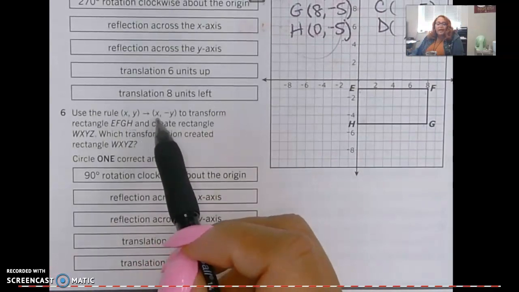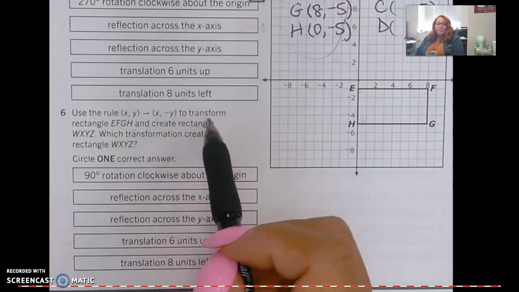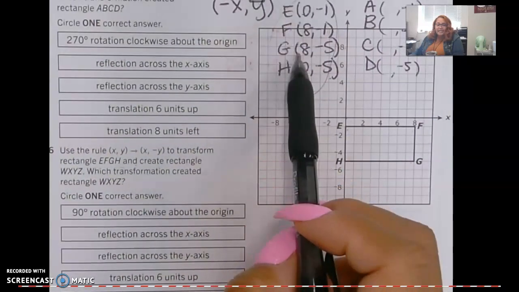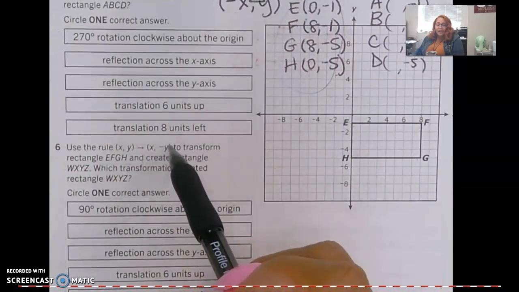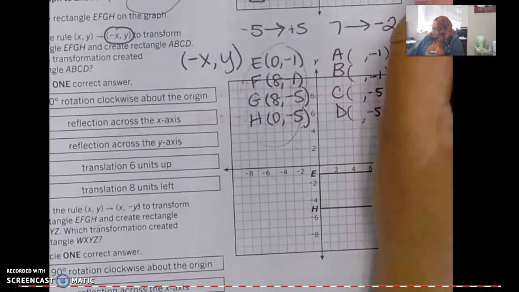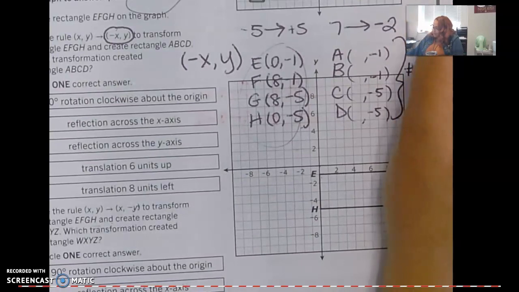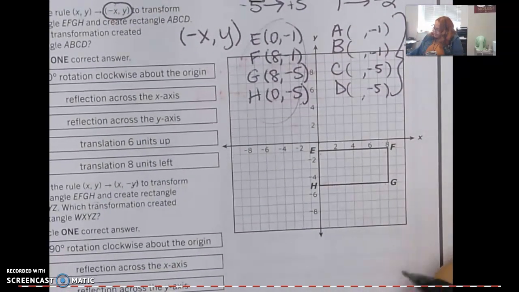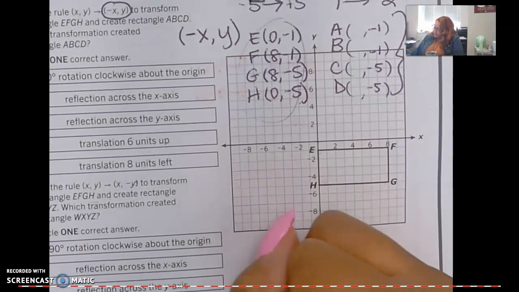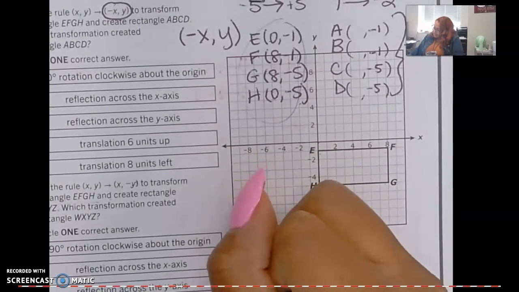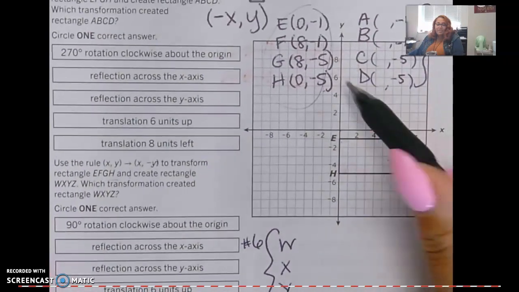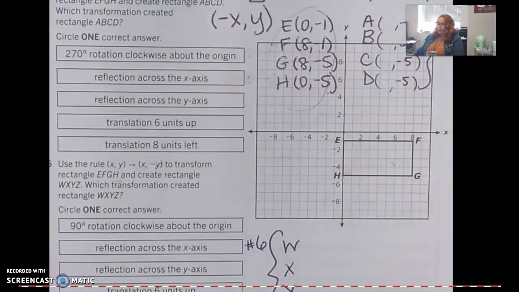Use the rule (x, y) to (x, opposite y) to transform EFGH. So again, you're going to have to take these and now you're going to take Y and make those the opposite. So this is for number 5. And then W, X, Y, and Z is going to be for question 6. You're going to do the same thing here that you just did up here. Good luck.